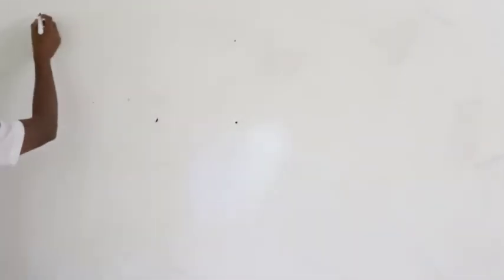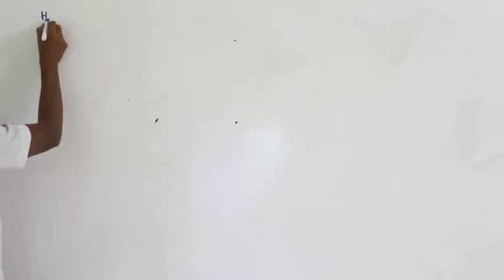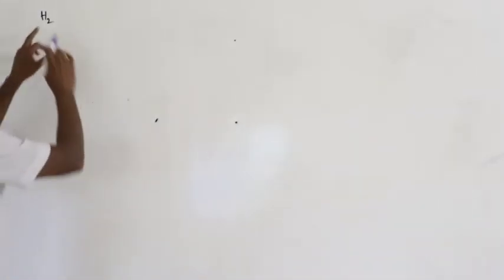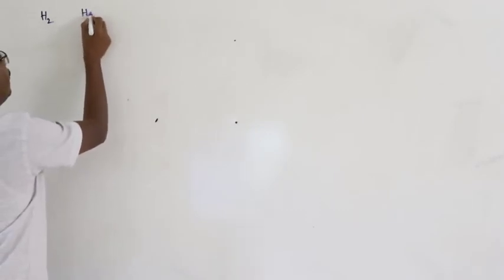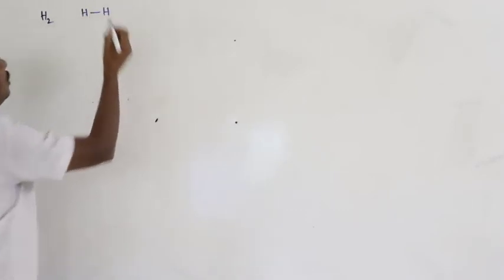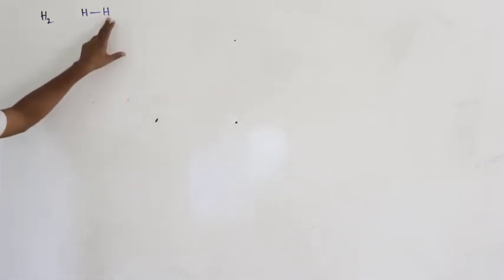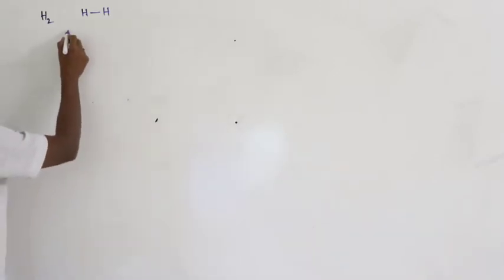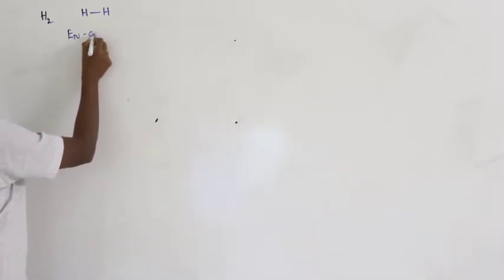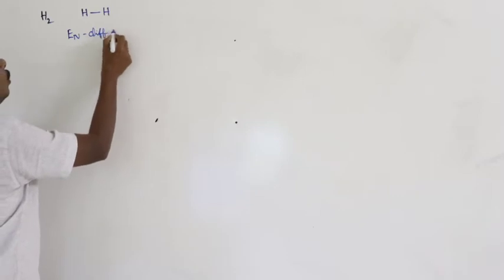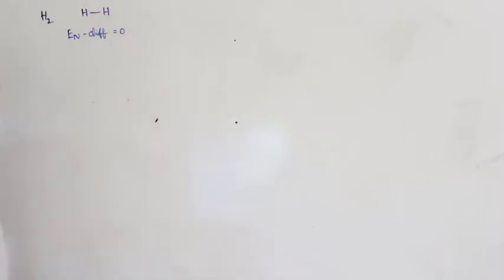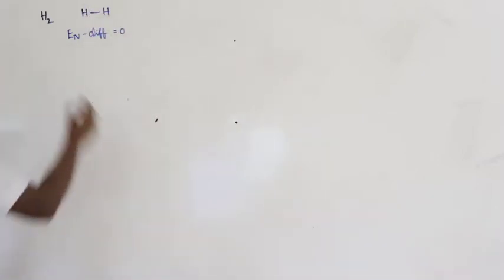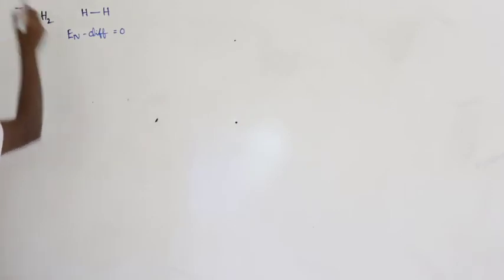Let us consider a molecule hydrogen. In hydrogen, the two hydrogen atoms are bonded through a covalent bond, meaning one bond pair is present between the two hydrogen atoms. And the electronegativity difference between the two bonded atoms is equal to 0. This is the first example.